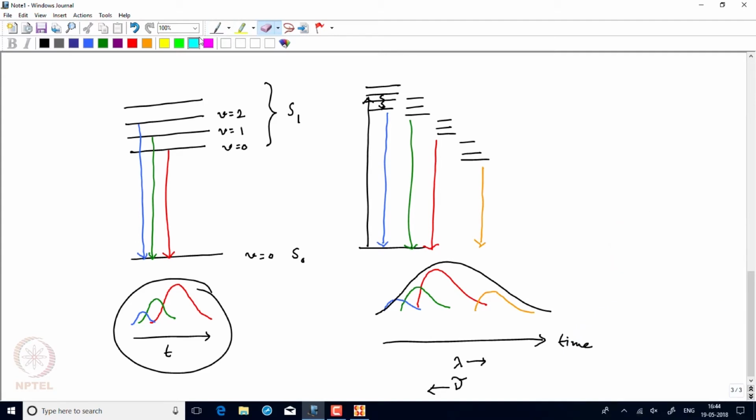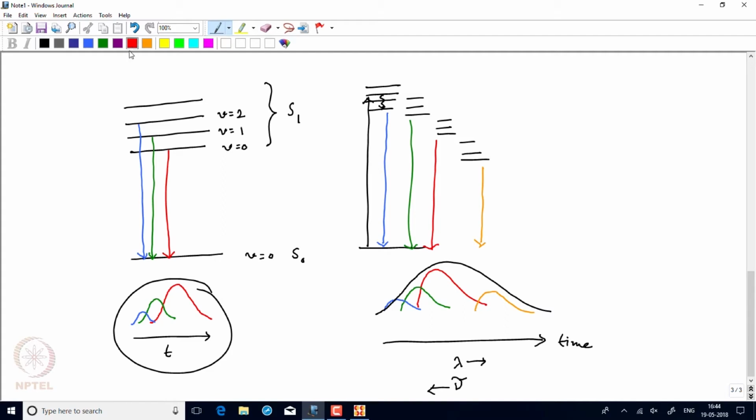Now what we see here, from the spectral shift we can define some parameter which will quantify how fast or how slow the solvation is. For example, suppose I take acetonitrile and some other solvent, say glycerol, how the solvation takes place, and then what you measure is basically the spectral position at different times.